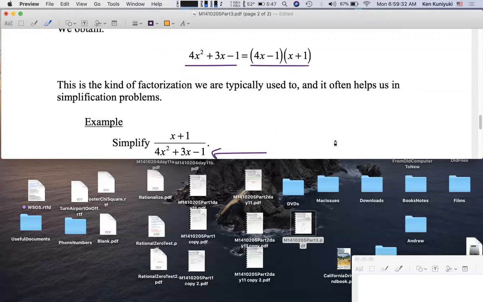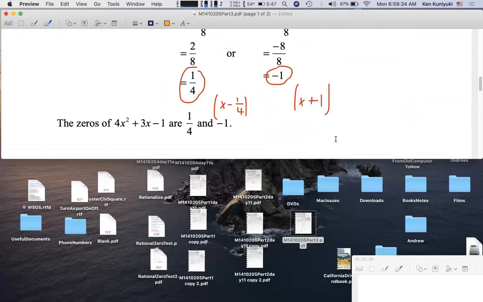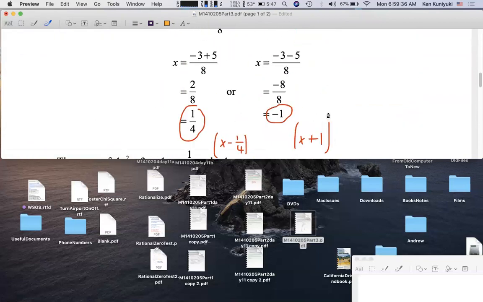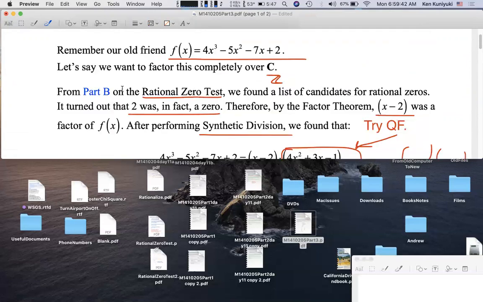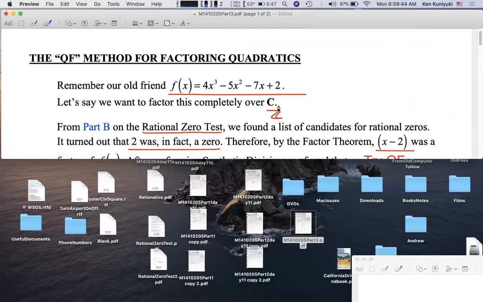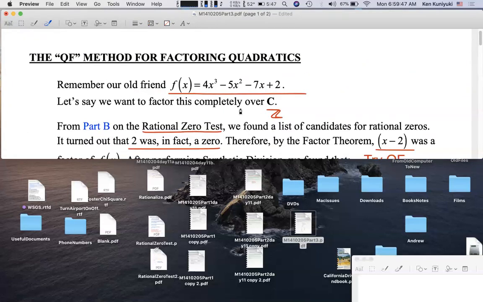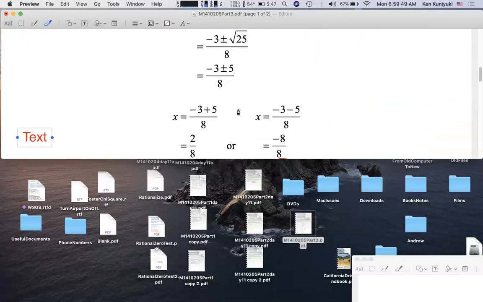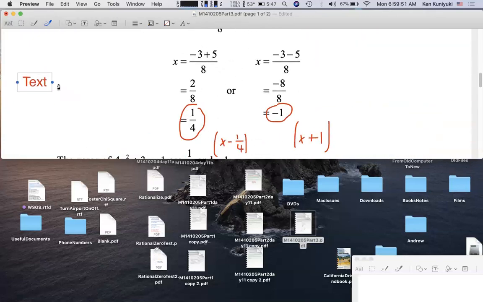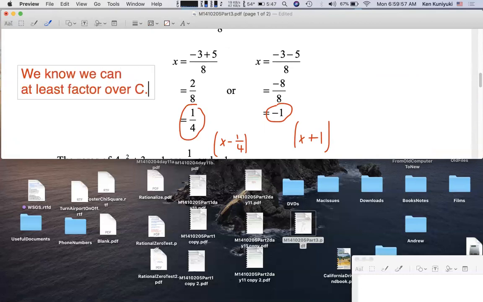Also, another point I want to make. Let's say that your zeros aren't as nice. Let's say you get imaginary zeros, for example. Well, then you should be able to at least factor over C. We know that at the outset, we should be able to factor this over C using LFT form. We should be able to do that. And if these turn out to be ugly imaginary numbers, we know we can at least factor over C, the set of complex numbers. We know we can do that at this point.